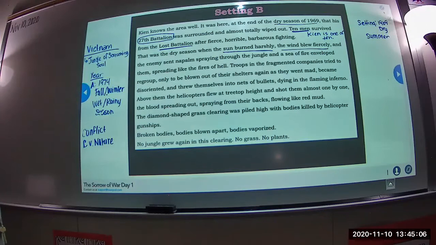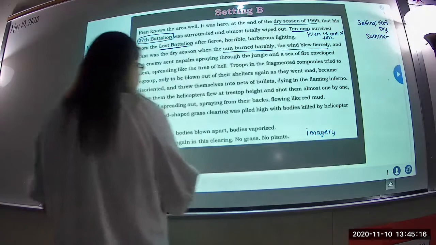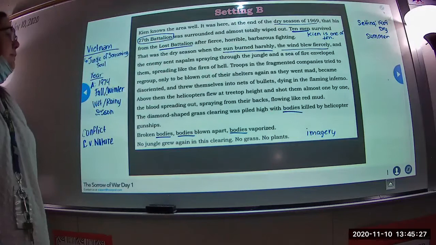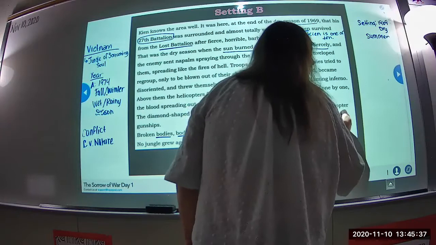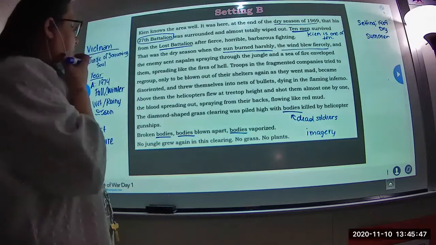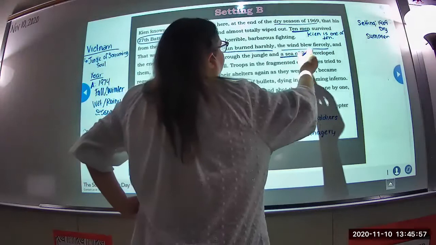So what are some literary devices in here? Imagery. Definitely imagery, right? Broken bodies. The repetition of bodies, right? Bodies killed. What is body standing for? Dead people. Not just dead people, but dead soldiers. Does he specify what soldiers? No. So it could be American, it could be Vietnamese, right? So this is very graphic. Okay, what about a sea of fire? It's a sea of fire.